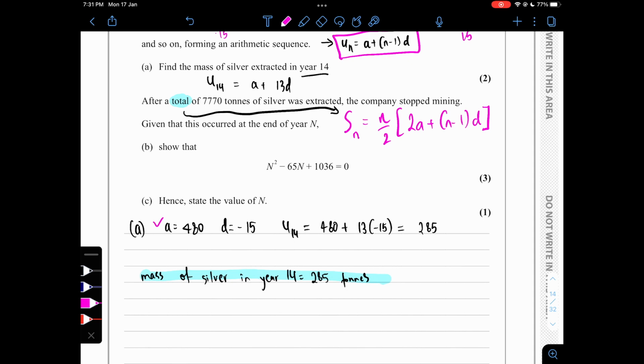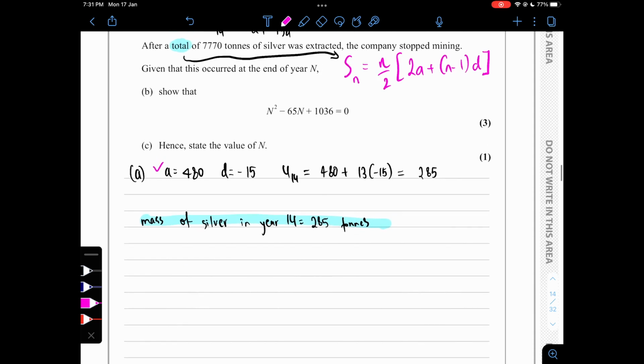Alright, so now we can just substitute it. So part B, and instead of using normal n, we can use capital N. So that would be N over 2, 2 times what? What's our a? 480, plus capital N minus 1 multiplied by negative 15 equals what? 7,770.